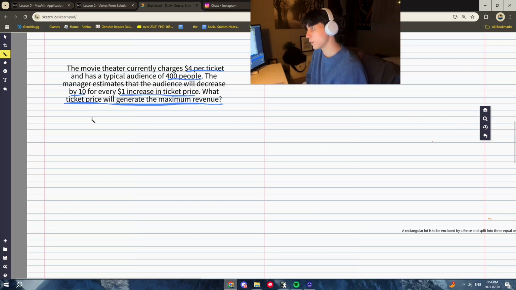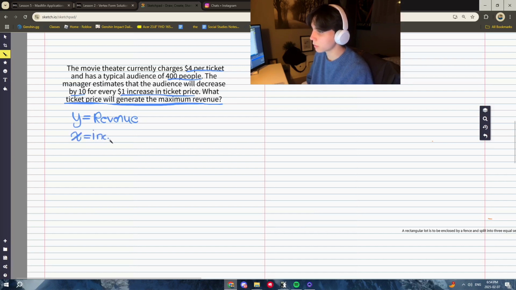All right, so first I want to define our variables, and this is going to be pretty universal across Math 20. So if we're looking for maximum revenue, revenue is always considered to be y. So we're just going to do y is equal to revenue. And in this case, our x is going to equal our increase in price.